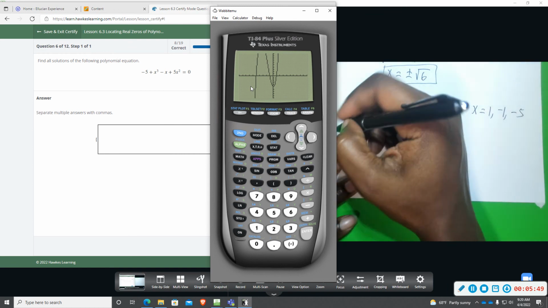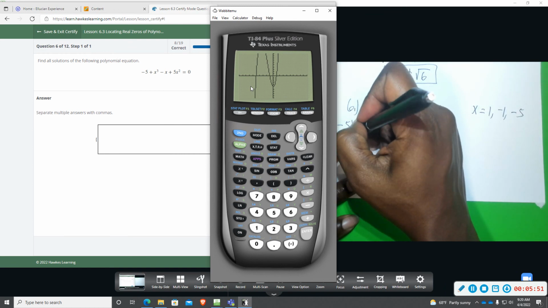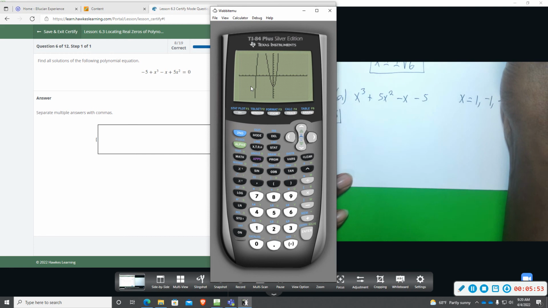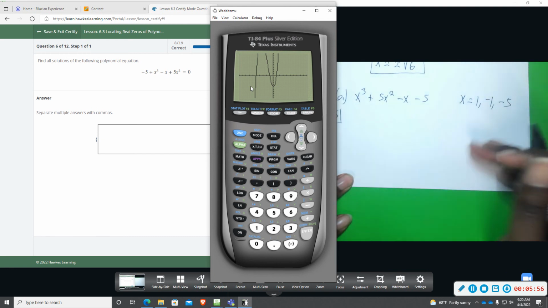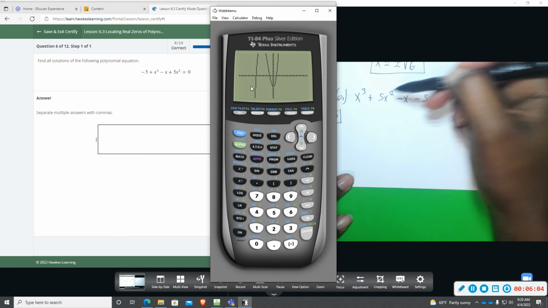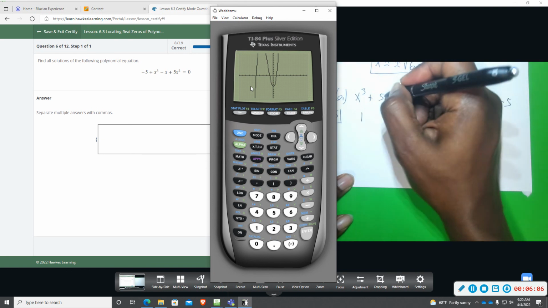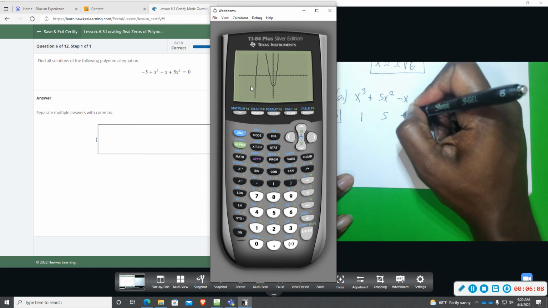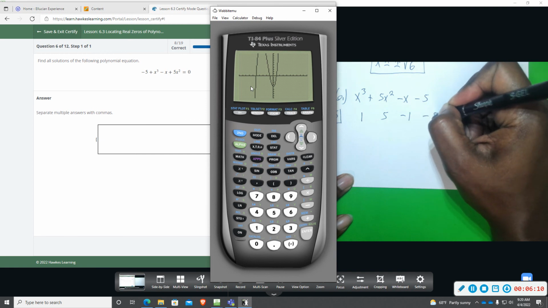We're going to try -5. Doesn't really matter which one you do. We'll try -5. Since they're all whole numbers, I can just go ahead and do synthetic with all of them, just to save a little bit of time. So 3, 2, 1, 0, not missing any terms. So we have a 1, 5, -1, -5.